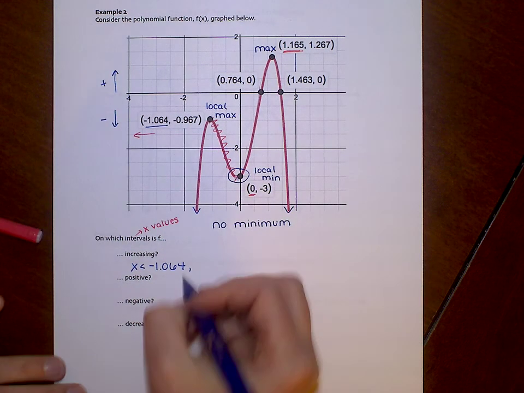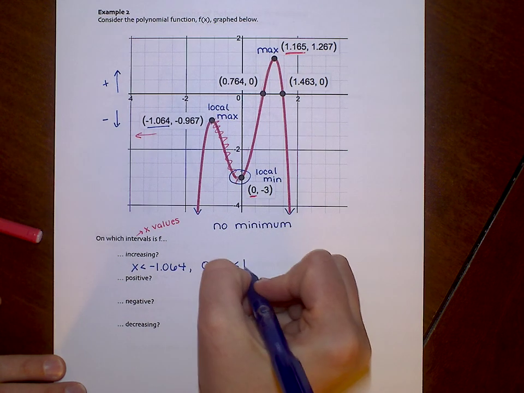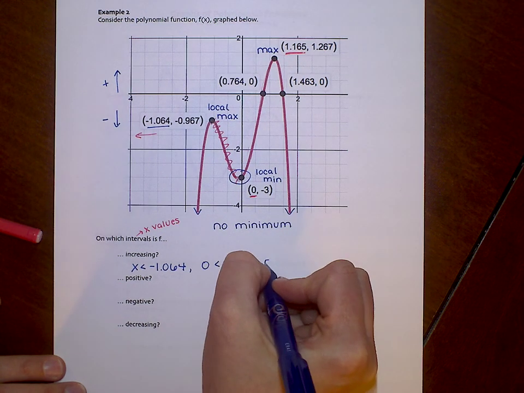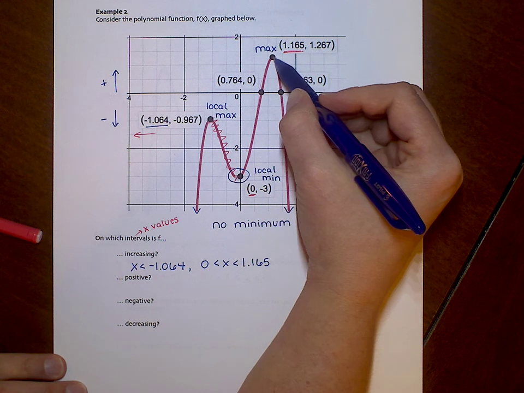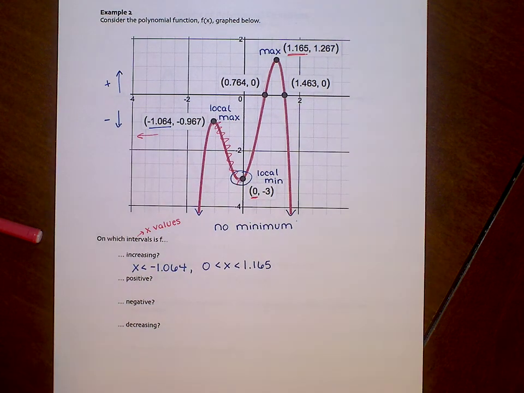So another interval would be from 0 to 1.165. And then from there on out, all of this would be decreasing. All of this is heading downward. Okay?